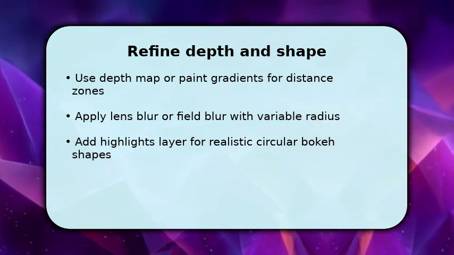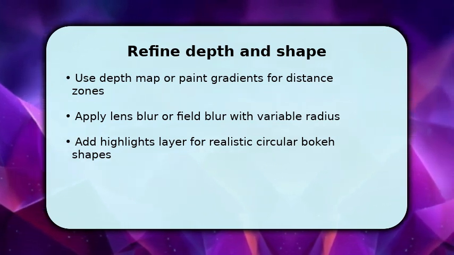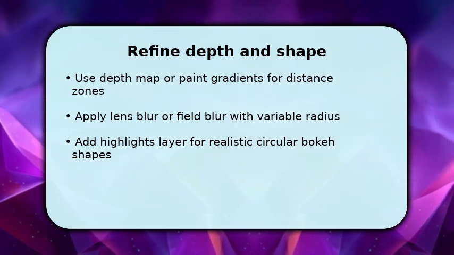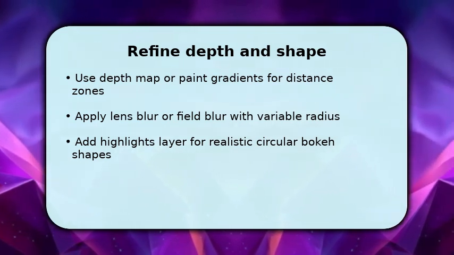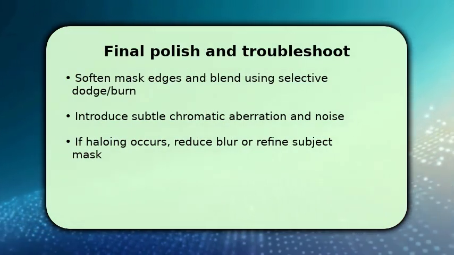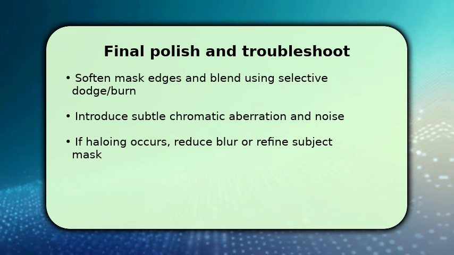Then add a highlights layer. Isolate bright points and blur them with a circular kernel or custom aperture shape to simulate specular bokeh. Make sure to vary size and intensity for realism. Finish by blending. Slightly feather the subject mask and use selective dodge and burn to match light falloff so the subject sits naturally in the scene.